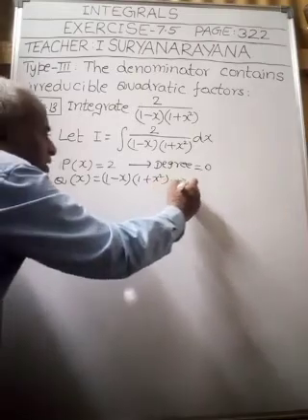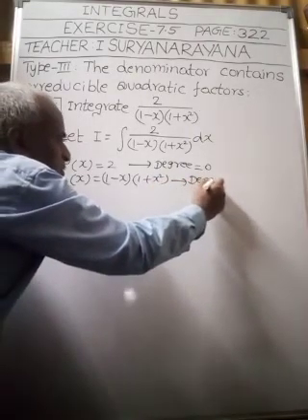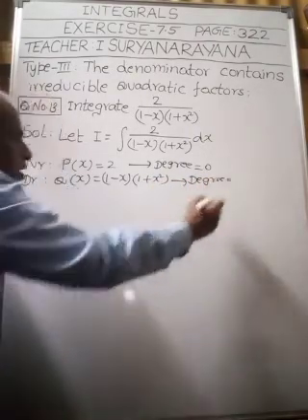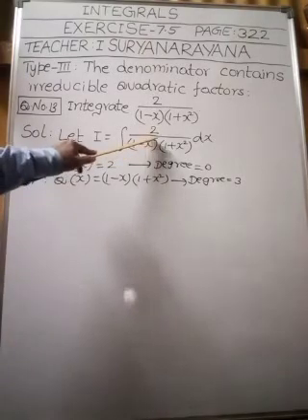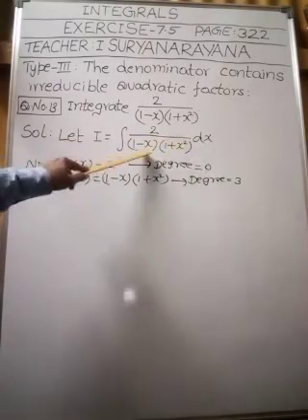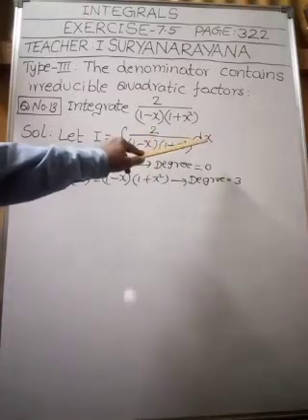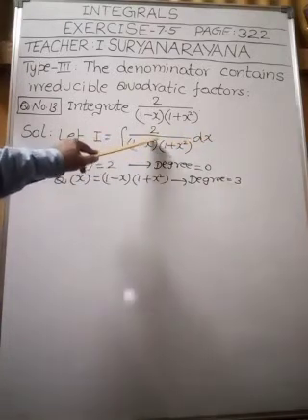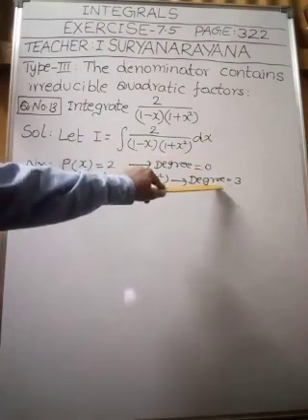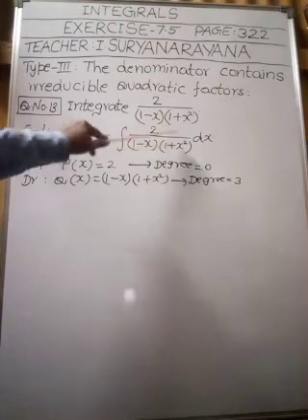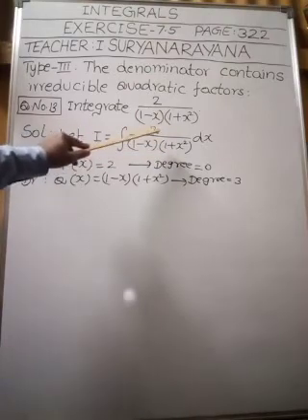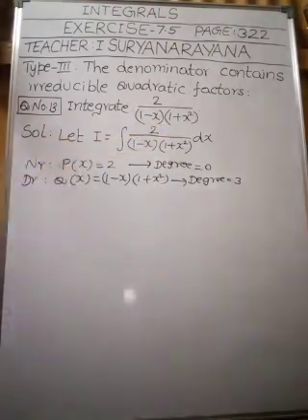Now come to the degree of the denominator polynomial. What is the degree? 3. Do you know how to find the degree of a polynomial? Here x power 1, here x square. We are multiplying, so we add the exponents of x: 1 plus 2 is 3. So the degree of this denominator is 3. So it is a proper rational function, and we can use the partial fractions method.